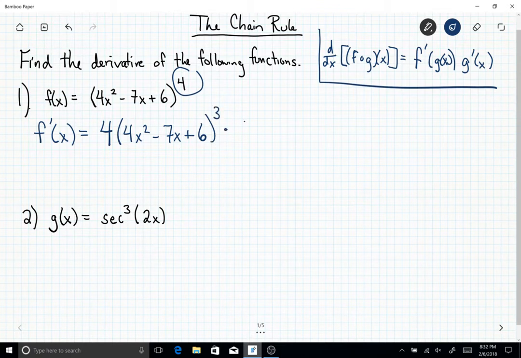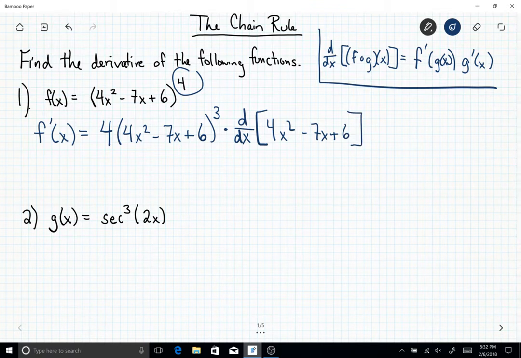Then we have to take the derivative of the inner function. Rather than write it all on one line, we can write times the derivative of 4x squared minus 7x plus 6. So you can see we move kind of faster. If you don't know the power rule, this is going to be a lot more difficult, but recognizing what that outer function is becomes quite important here.